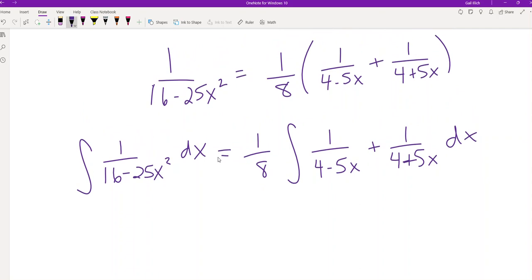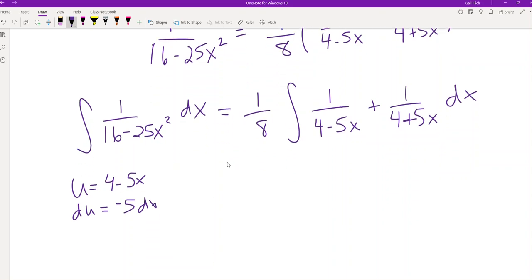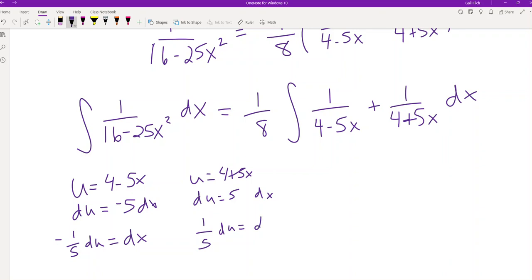And then you'll want to do u substitutions for each of those. So if you let u equal 4 minus 5x, then du is equal to negative 5 dx. So negative 1/5 du is equal to dx on that first one. And then on the second one, similarly, if you let u equal 4 plus 5x, then du will be positive 5 dx, and 1/5 du will equal dx.